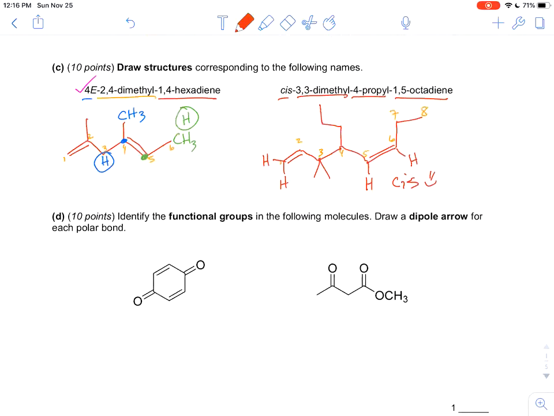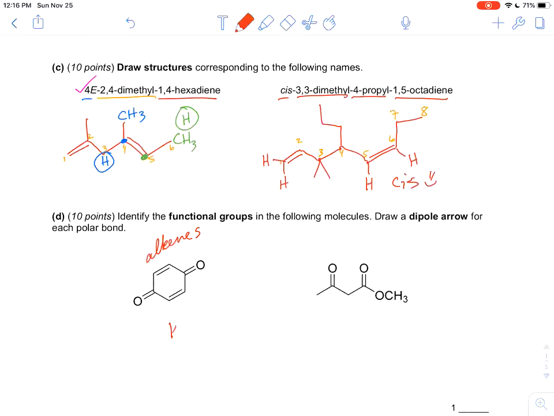Last but not least on this page, we're going to identify each functional group in each molecule and draw a dipole arrow for each polar bond. We have 2 alkenes on this molecule, right? This guy here and that guy there, those were both alkenes. I'm going to remove those arrows so they're not confused with others.